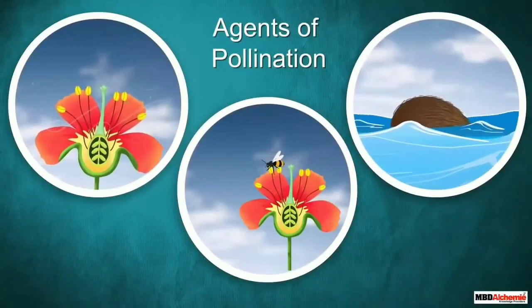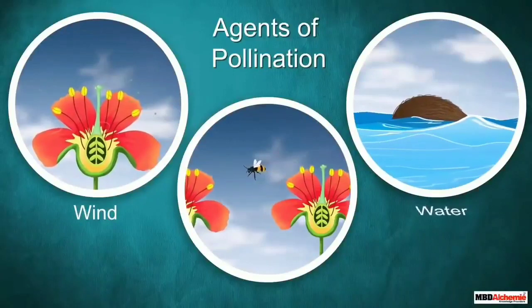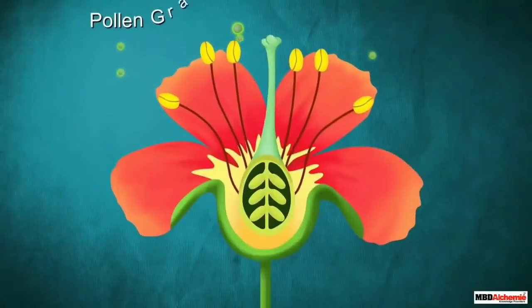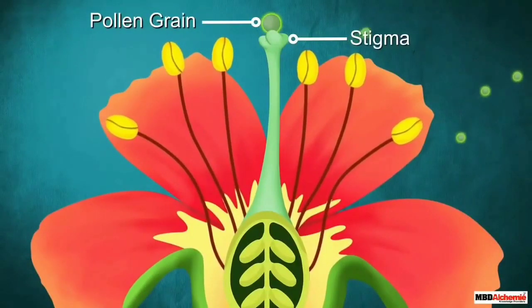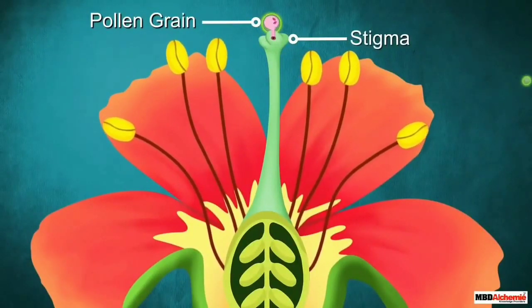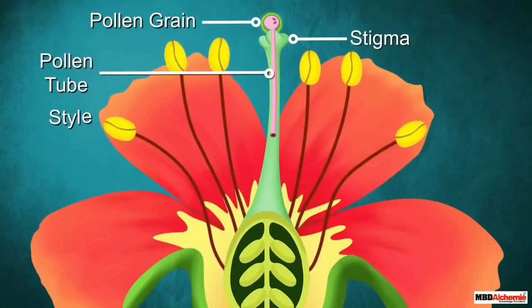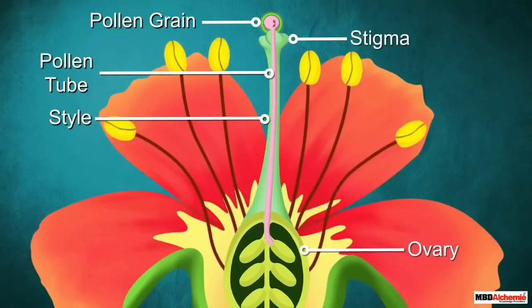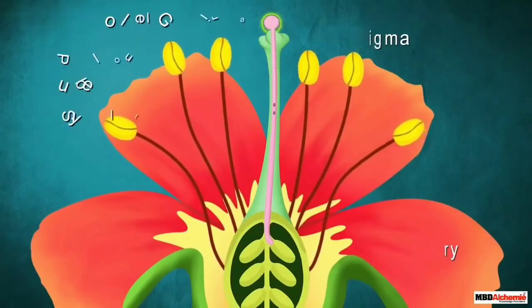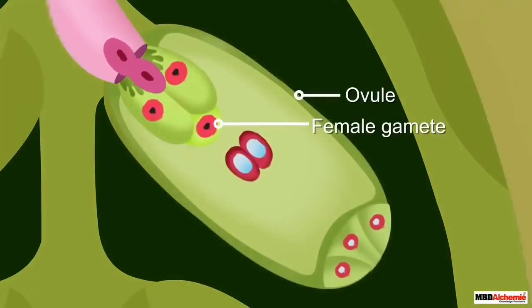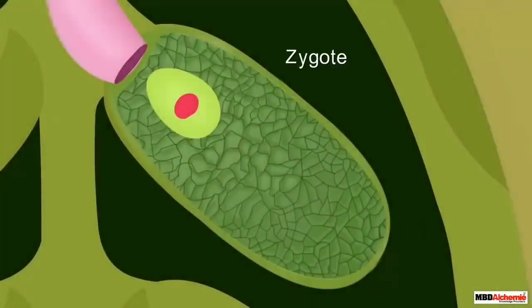Then you have studied agents of pollination: wind, water, and insects. After pollination, the pollen grains germinate on the stigma and a pollen tube grows through the style, then enters the ovary, and in the ovary it transfers the male gamete to the egg cell, and fertilization occurs and a zygote is formed.